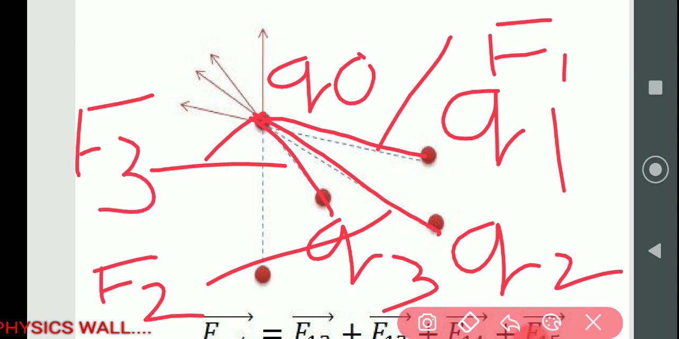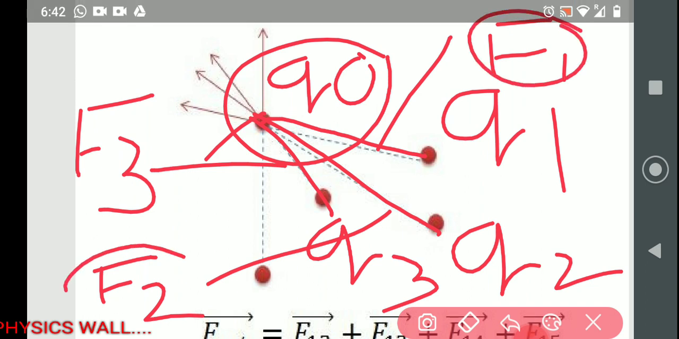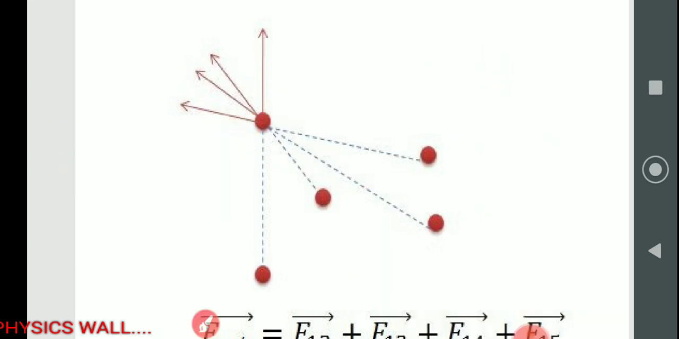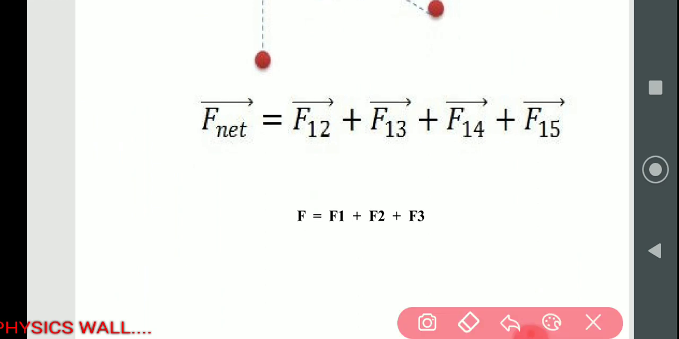According to the principle of superposition, the net force on Q naught is given by the vector sum of these forces, that means F1, F2 and F3. That means we can write the net force on Q naught as F is equal to F1 plus F2 plus F3.